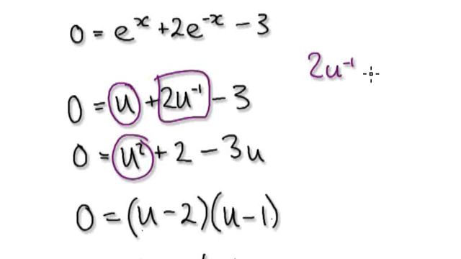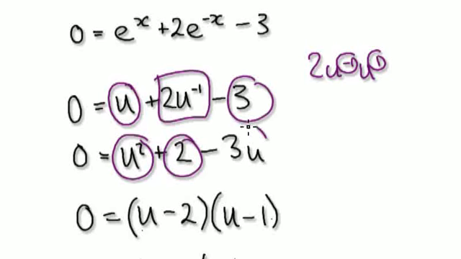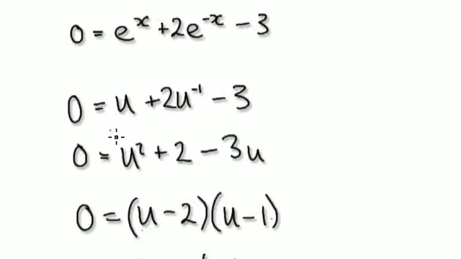So you've got 2 times u. Then these two get added together. That would just be this. This times u will give you this. Now factorize. So that will then give you this.